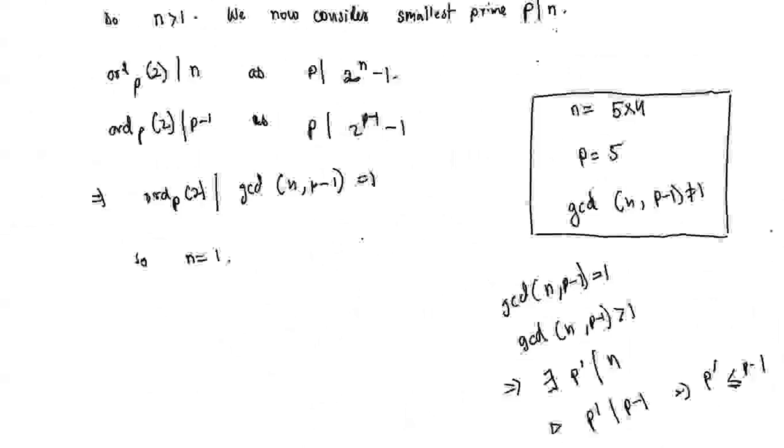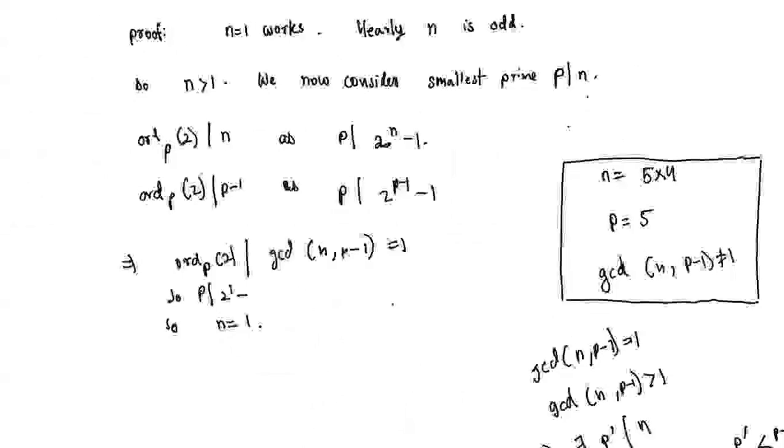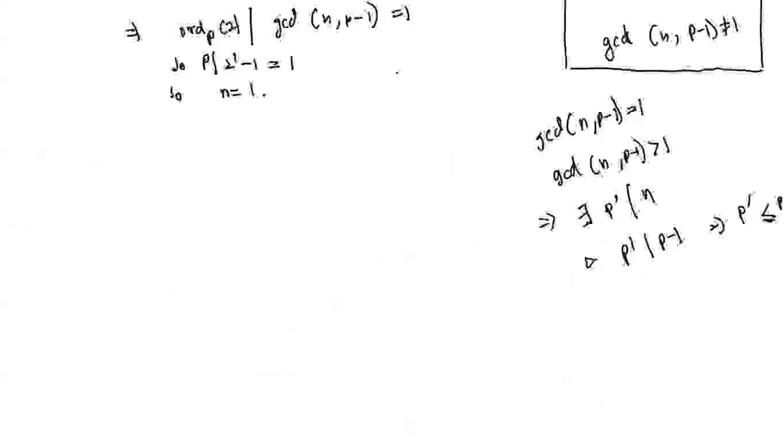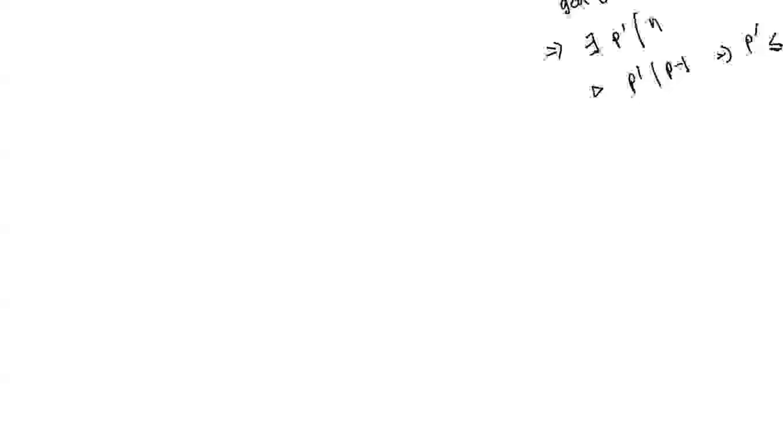So p divides 2 to the power 1 minus 1, which is 1. So n is 1. Yeah, so we're done with this question. Good job, everyone. Let's move to the next question.